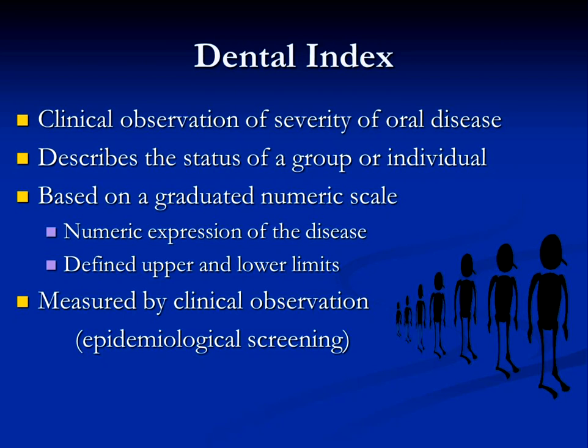A dental index is an expression of clinical observation of the severity of oral diseases, and we put a number to it. We put a numeric value, and usually it's based on a graduated number scale. So we have an upper limit and a lower limit, and usually the lower limit means that you're healthier, and the upper limit means that you have a significant or severe oral health disease. And then we gather this data through epidemiological screenings.